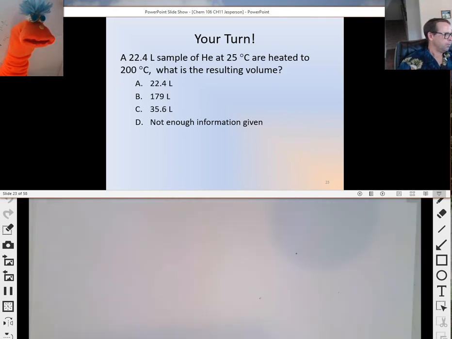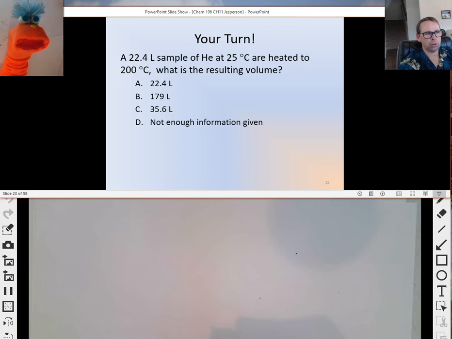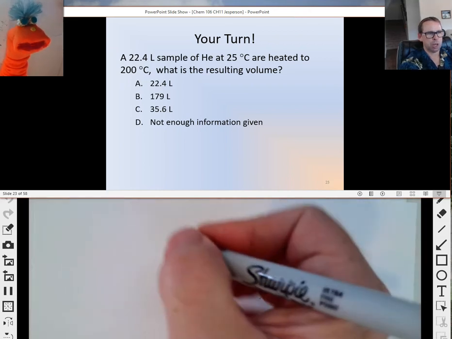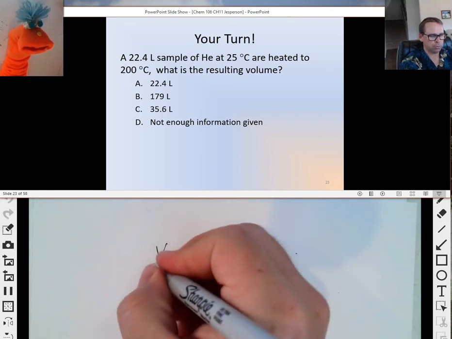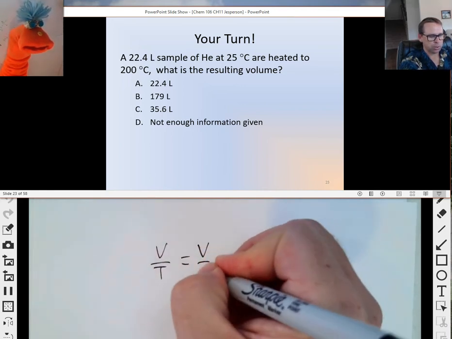One more for you. Why don't you guys work on this one? Push pause, work on it. Goes from 25 degrees Celsius to 200 degrees Celsius, and we want to know what the resulting volume is. Okay, did you work on it? Yep, I did. So how did you do it? Well, it's just temperature and volume, and those are directly proportional, so you said that it has to go temperature over volume. Right, or volume over temperature. Either one of those will work.